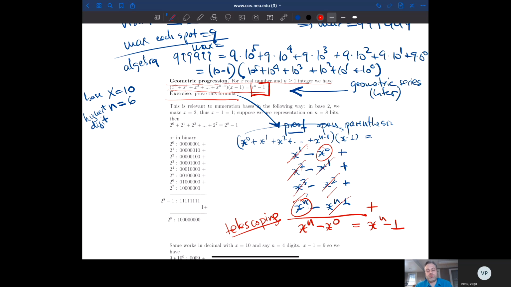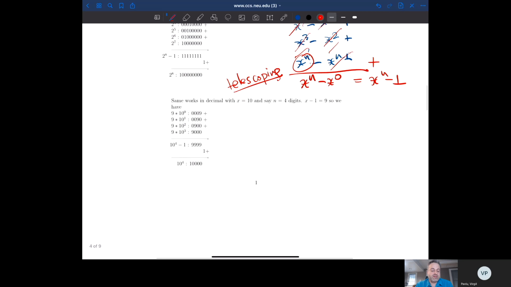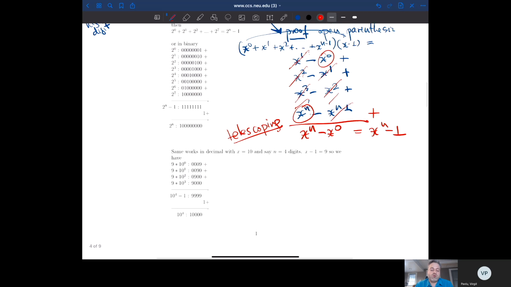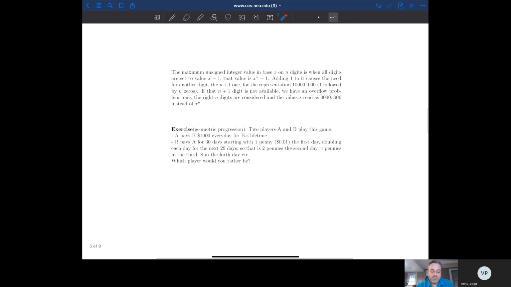That's a proof that you guys can do right now without knowing about geometric series, which we're going to study later on. And then the rest of the note goes through how this works with base 10. So of course, being a general base x here, this would work with any base: base 2, base 16, base 10, doesn't matter. That's the maximum number in there.